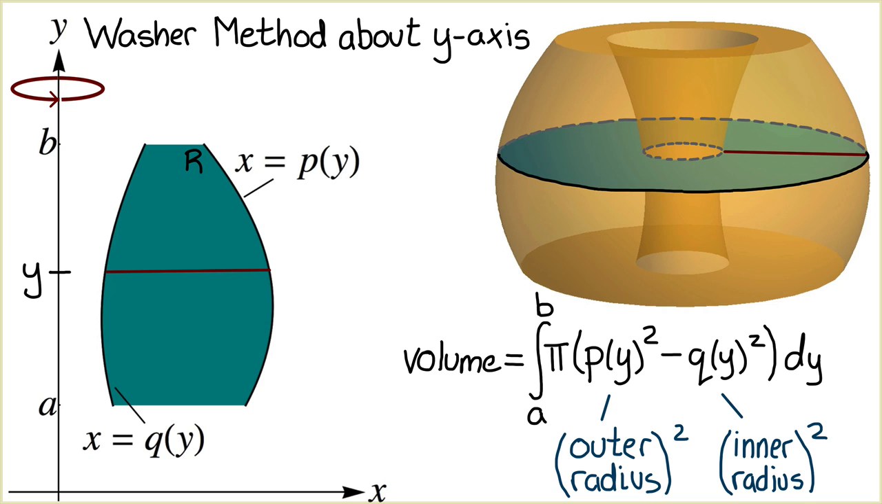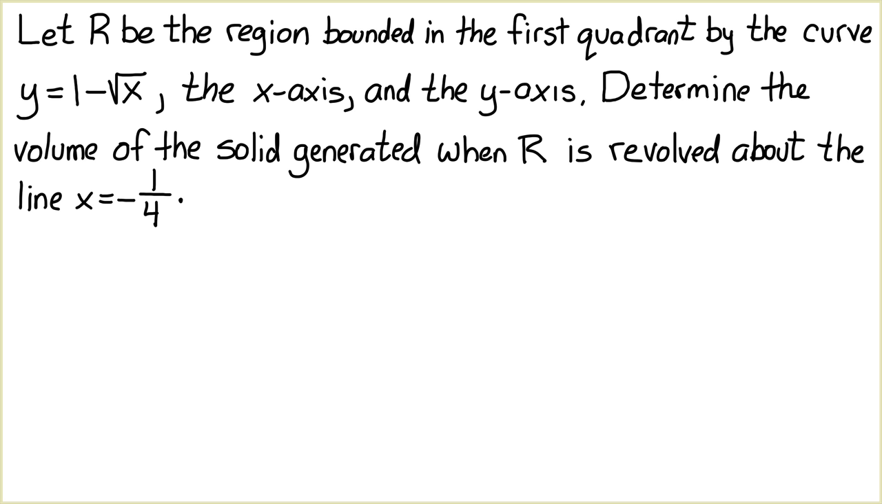To illustrate how we can modify the washer method and the shell method in cases where we revolve a region R about a vertical line other than the y-axis, let's work through the following example. Let R be the region bounded in the first quadrant by the curve y equal 1 minus the square root of x, the x-axis and the y-axis. Determine the volume of the solid generated when R is revolved about the line x equal negative 1/4.